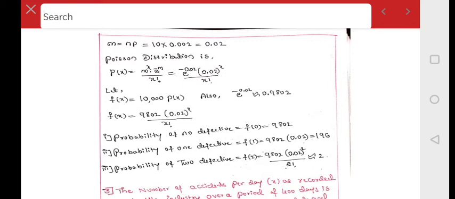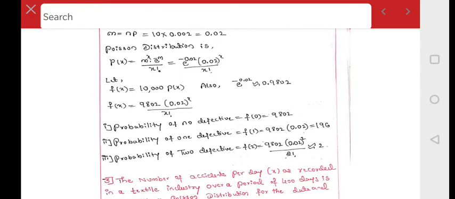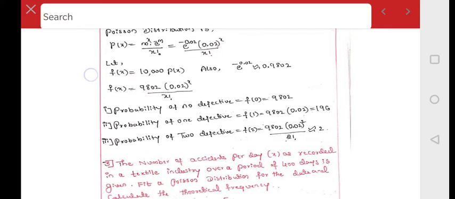Also e raised to minus 0.02 is nearly equal to 0.9802. So f of x can be written as 0.9802 into 0.02 raised to x upon x factorial. Now, first, the probability that there is no defective plate is f of 0, and we will get it as 0.9802.